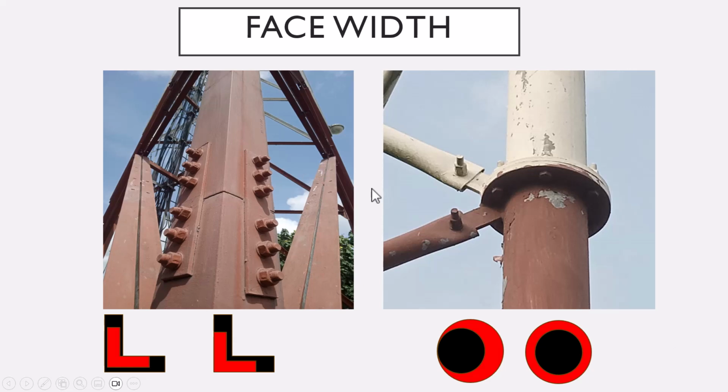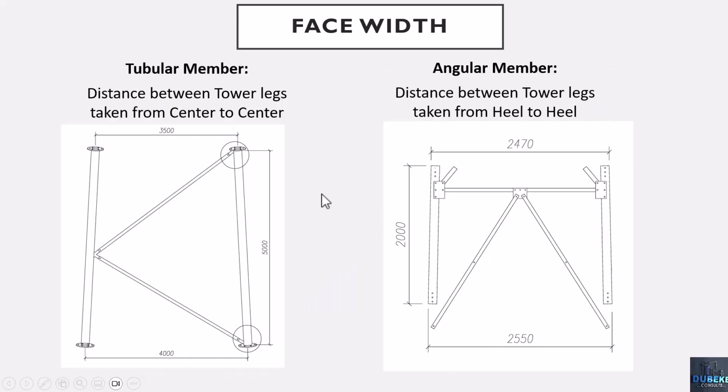So this is how to properly measure the face width of a tower. When they give you a face width of 6 meters for a tubular section, you should understand where they are taking that very measurement from.